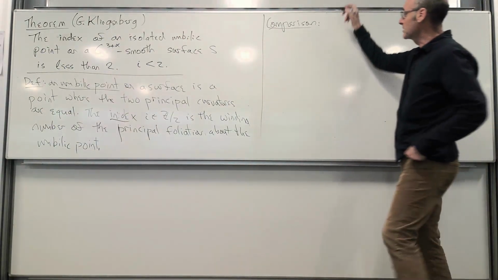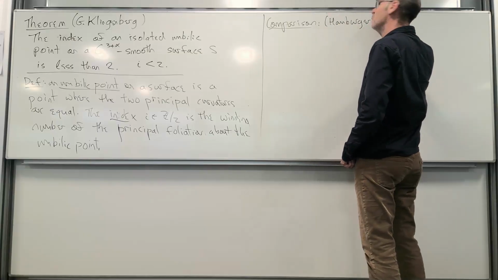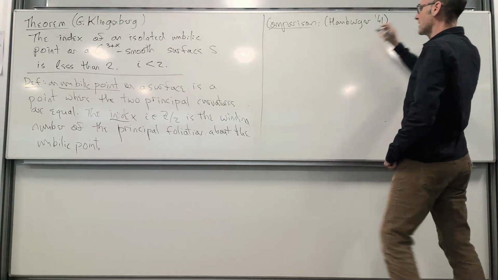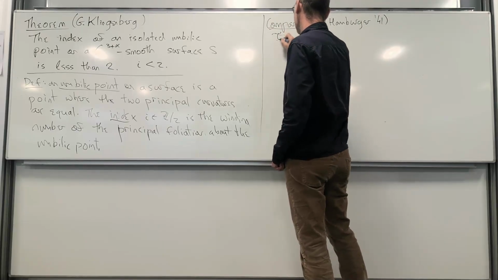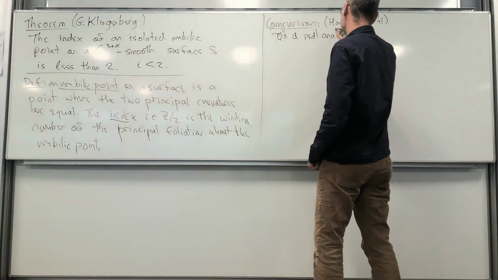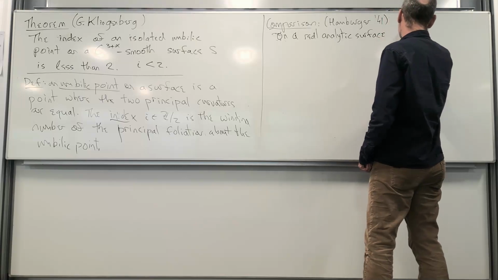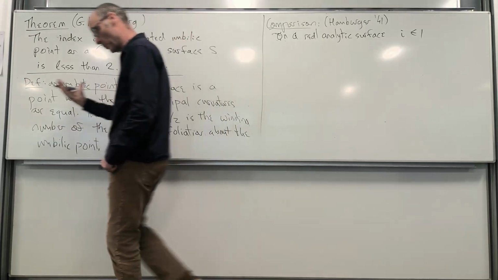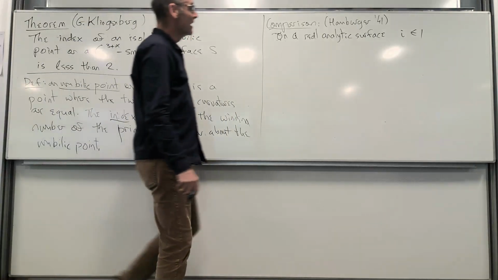The other one, to compare, is Hamburger, 1941, I think it was, the papers around that time, which states that on a real analytic surface it's stronger: this index i must be less than or equal to 1. So being less than 2 and less than or equal to 1, the gap will be 3/2, of course, because it's a half integer.